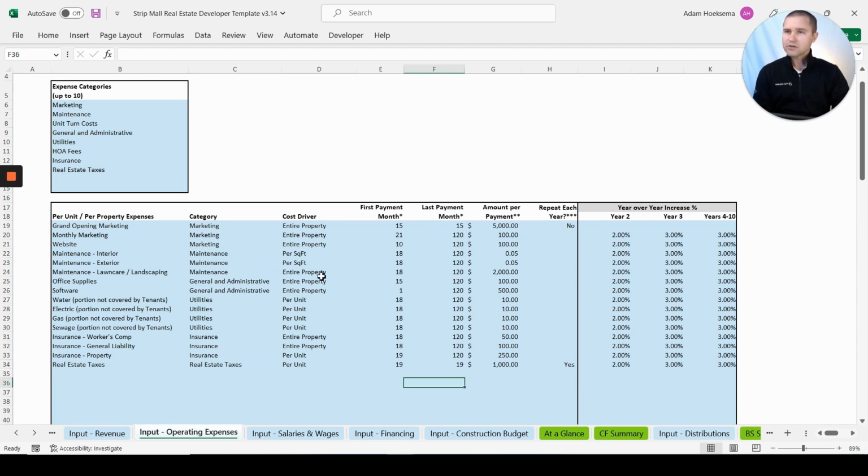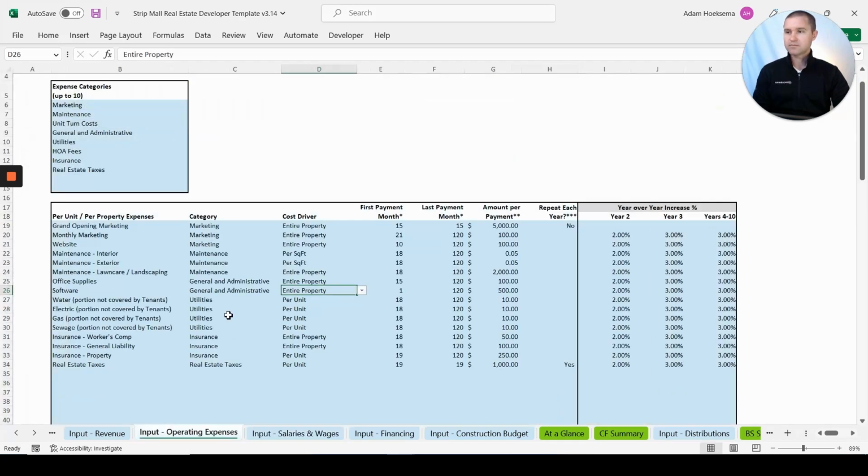Now, you can also enter in expenses like a software tool that you might use to manage part of the business. So this could be something that is billed for the entire property. It's not a per square foot or per unit cost. Other expenses like maintenance might be easier to model out on a per square foot basis. And you might have expectations on what your maintenance cost would be on a per square foot basis here.